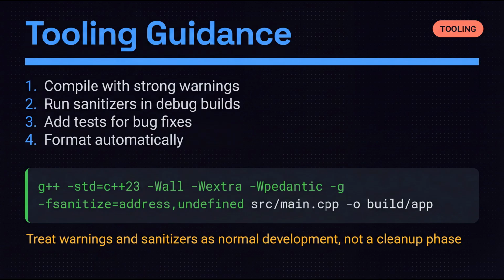Fourth, format automatically. Use clang-format or a similar tool so code style is never a discussion in reviews. The command on screen shows the minimum local build. g++ with C++23, warnings, debug symbols, and both sanitizers enabled. Treat warnings and sanitizers as part of normal development, not as a cleanup phase at the end.